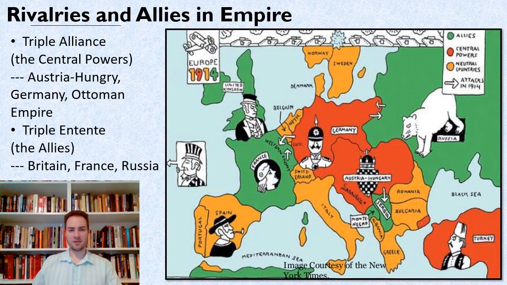It's still pretty good. So the Triple Alliance, which comes to be called in the US anyway, the Central Powers, was Austria-Hungary, right? That big empire there with the crown on the coat of arms. Germany above it, and then the Ottoman Empire, which is down in the corner, not Turkey. Then the Triple Entente, also called the Allies in the American version, is Britain, France, and Russia. So you can kind of get a sense of what's there.